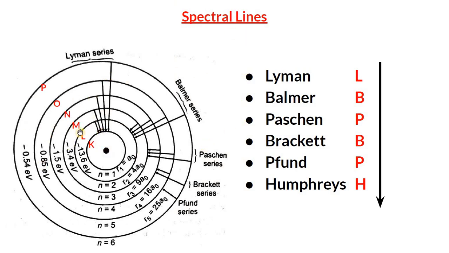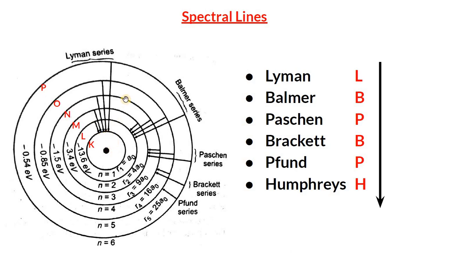So you know that this is the nucleus and this is the first orbit. That is n equals 1, the second n equals 2, 3, 4, 5, 6, and the orbits are also called K, L, M, N, O, P, and so on. You already know this from your class 9 and class 10 level.